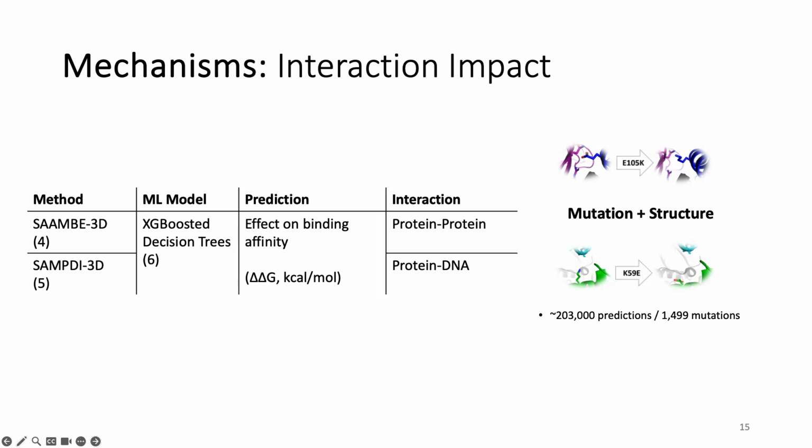But we still have managed to do about 200,000 different delta delta G predictions for approximately 1,500 different mutations to see how these mutations might be affecting those interactions. Additionally, for some select interesting cases, we've also been using Mutabind 2 for additional validation in some situations.